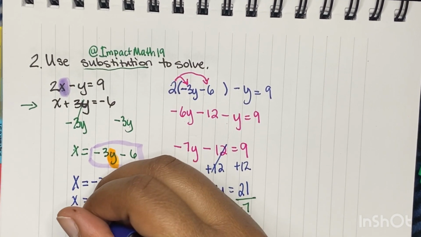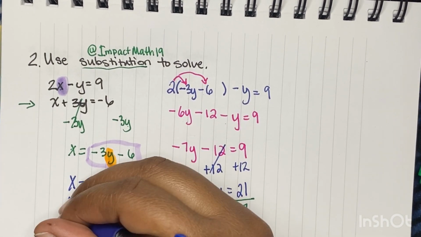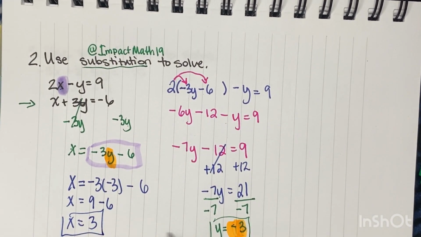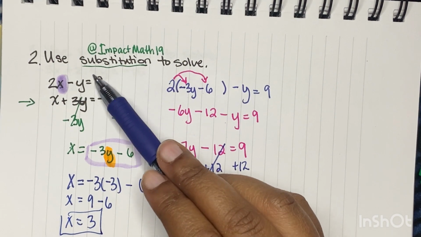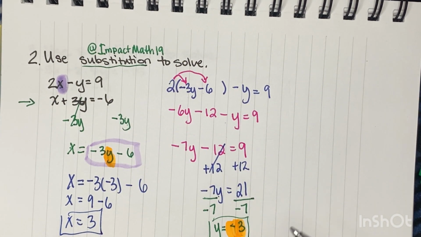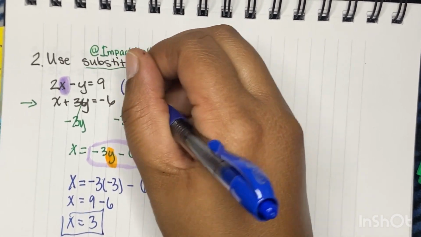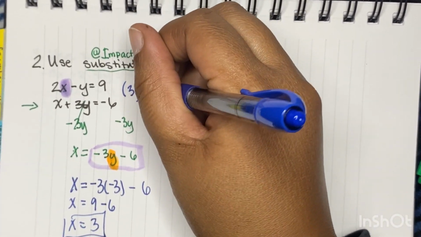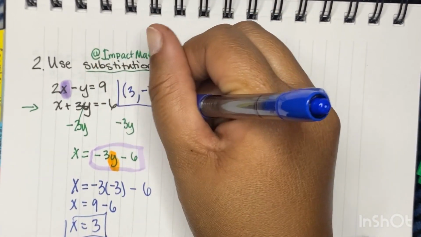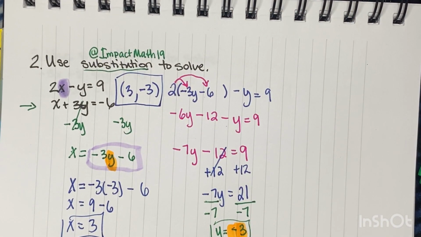So x equals 3. So our solution, remember when you're writing solutions for systems, it has to be an ordered pair, is going to be your x first, 3 comma negative 3. And that is our beautiful answer. Alrighty, let's go to the next.